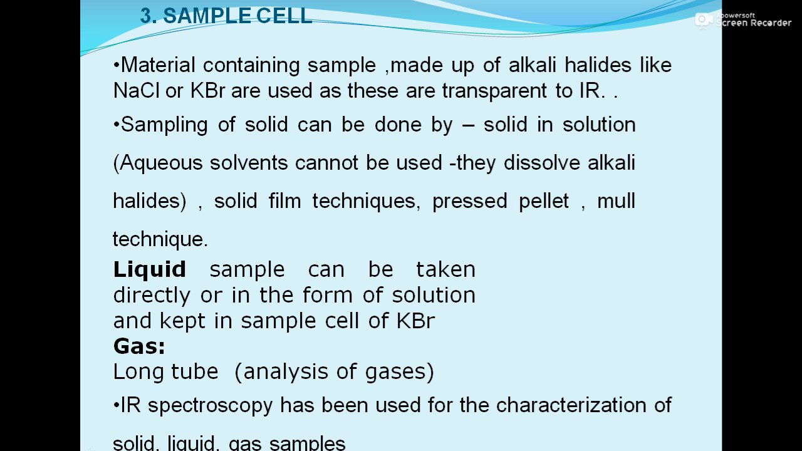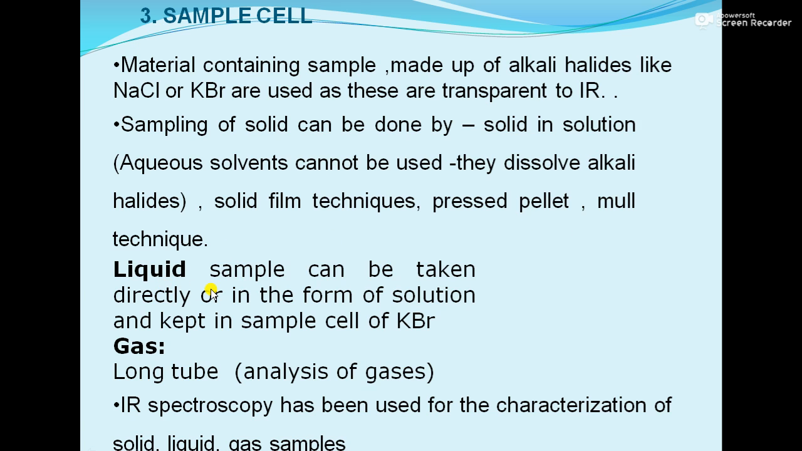How can the sampling of solids be done? The sampling of solids can be done by solid in solution. Solid in solution means the solid substance is dissolved in a non-aqueous solvent. A drop of solution is placed on a disc of alkali halide and the solvent is dried to give a thin film on the surface. So it can be done by the solid film technique, by the pressed pellet technique, and by the mull technique. In mull technique, the sample is mixed with Nujol, mineral oil, and ground to make a fine paste. And then a thin film is applied on the KBr plate.